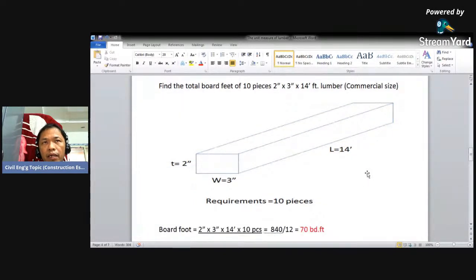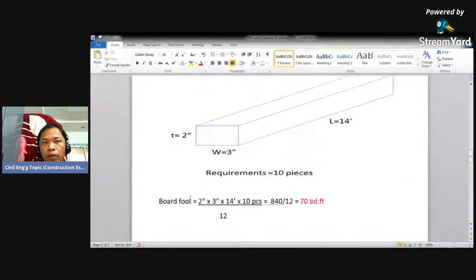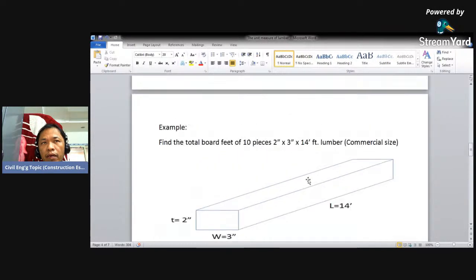So by using this formula, board foot is equal to the thickness, 2 inches, by the width, 3 inches, times 14 feet long, times 10 pieces, divided by 12. So it is equal to 840. The product of 2 by 3 by 14 by 10 is 840, divided by 12 is 70 board foot. So you need 70 board foot for the 10 pieces of 2 by 3 by 14 feet lumber.